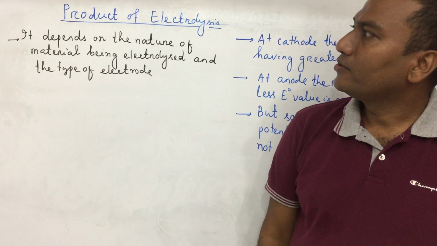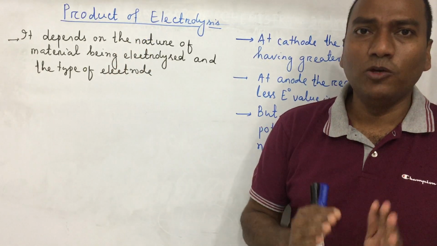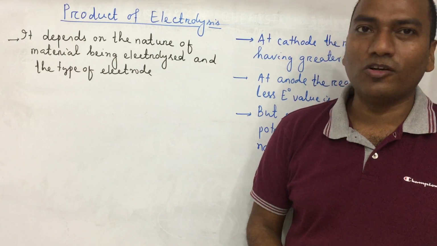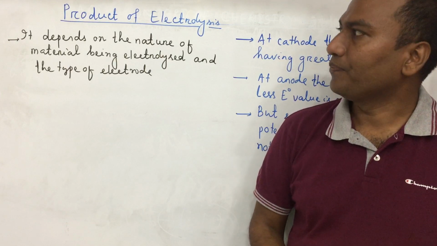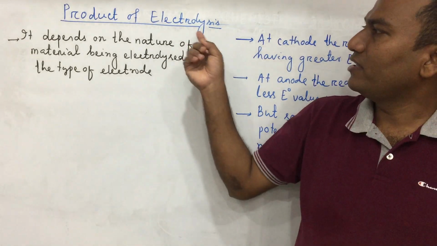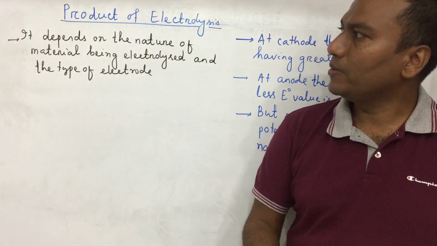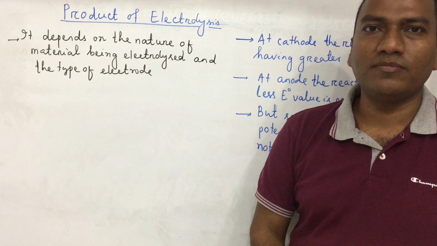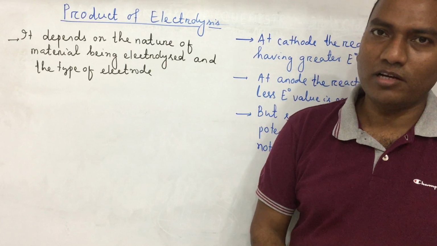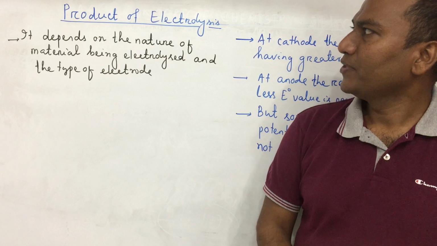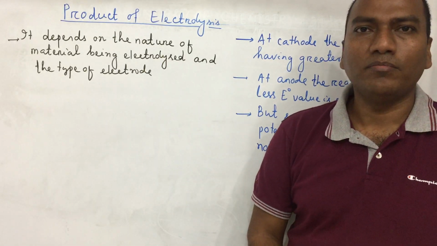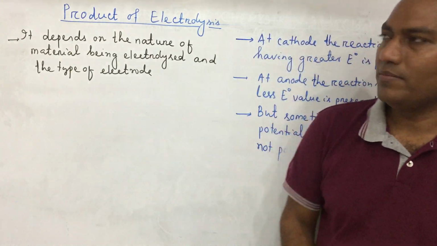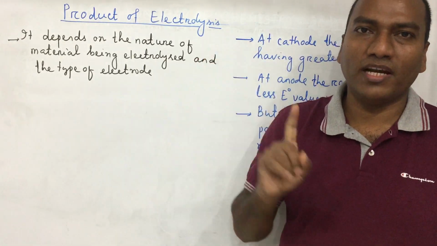So product of electrolysis, a few parts we have read in the application of electrochemical series. So first, what is the meaning of electrolysis? In the previous class we have read the mathematical part of electrolysis, that is Faraday's first law and Faraday's second law. So electrolysis means breaking of electrolytes by passing electric current. These are examples of electrolytic cells.